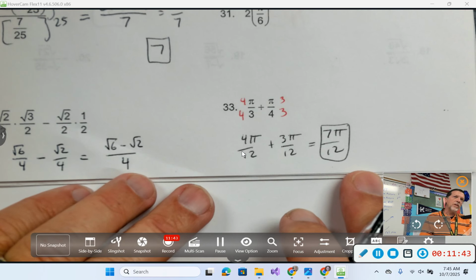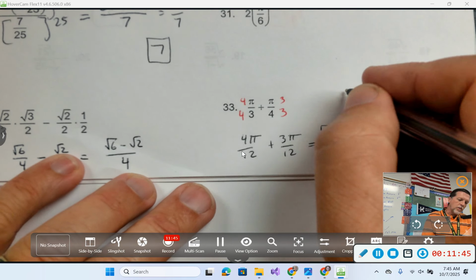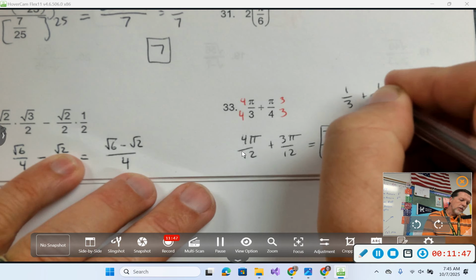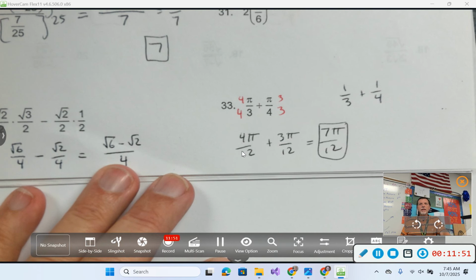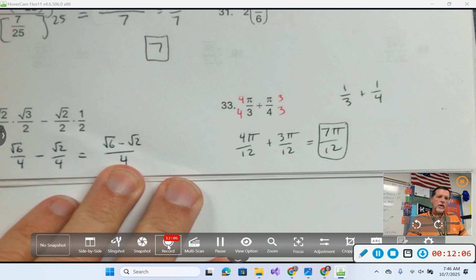Which one? 33? So 33, all you're doing is adding 1/3 and 1/4. Right? I mean, we don't have time to teach how to add fractions. We assume you start with some knowledge of fractions. Okay, let's move on.